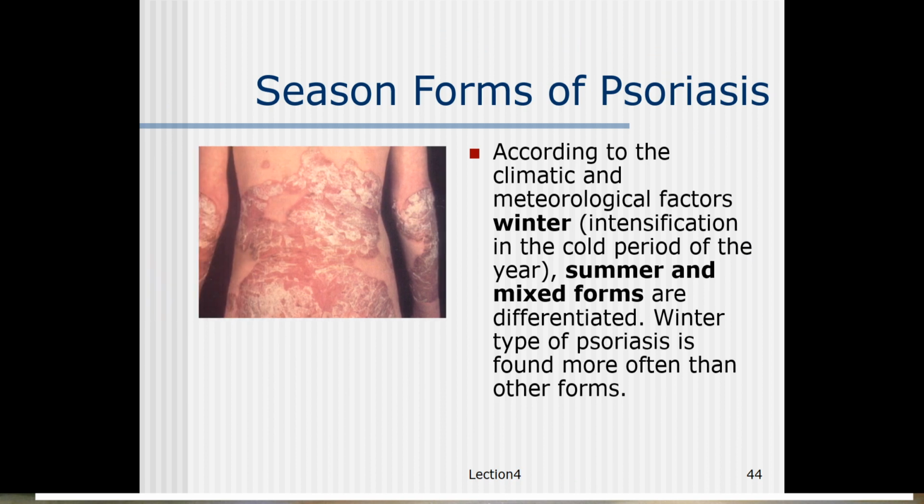Seasonal forms of psoriasis. According to climatic and meteorological factors, winter forms with intensification in the cold period of the year, summer, and mixed forms are differentiated. The winter type of psoriasis is found more often than other forms.